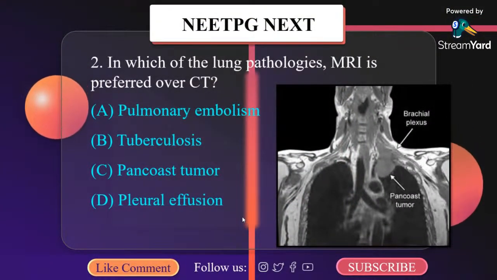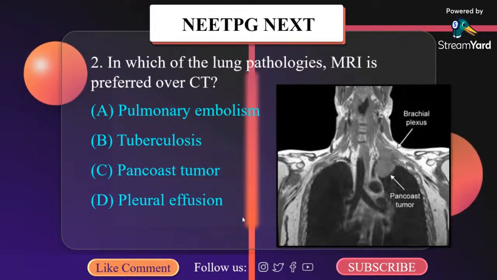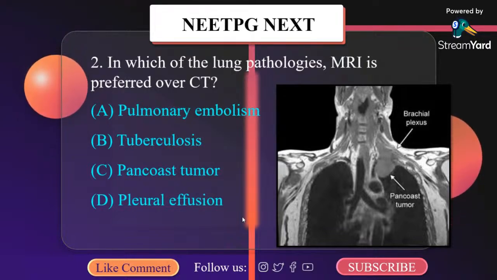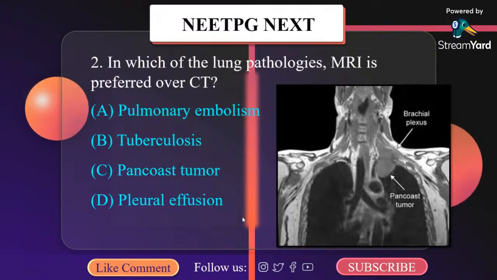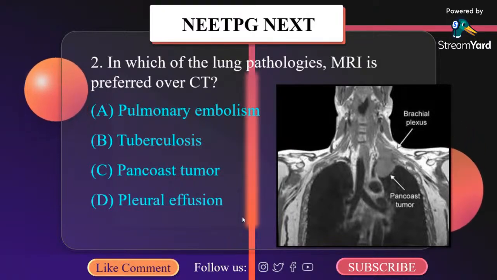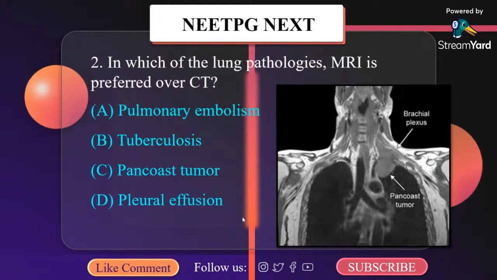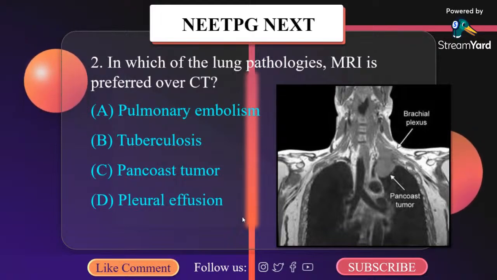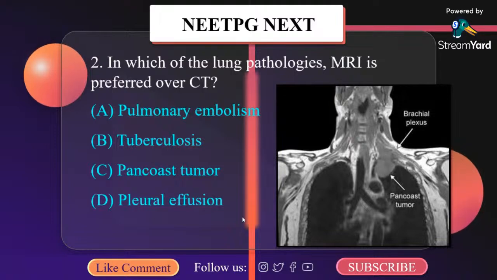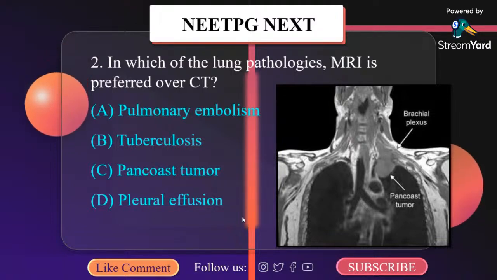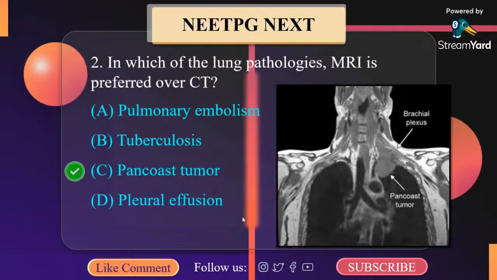In which of the lung pathologies is MRI preferred over CT? Well, what could be the correct answer here? MRI is preferred over CT in, here you can see in the image, Pancoast tumor. It is an MRI of Pancoast tumor. MRI is preferred over CT. The correct answer here is Pancoast tumor.